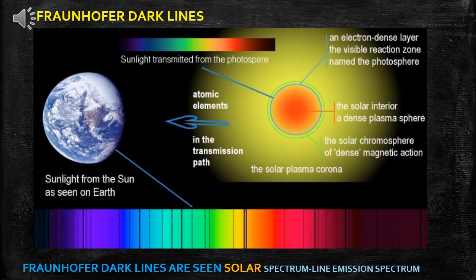Fraunhofer dark lines. Here, if you observe the spectrum of the sun, that is the solar spectrum, you are able to see plenty of dark lines in the solar spectrum. That is the best example for line absorption spectrum. Now we are going to see the reason for the occurrence of the dark lines in the solar spectrum.